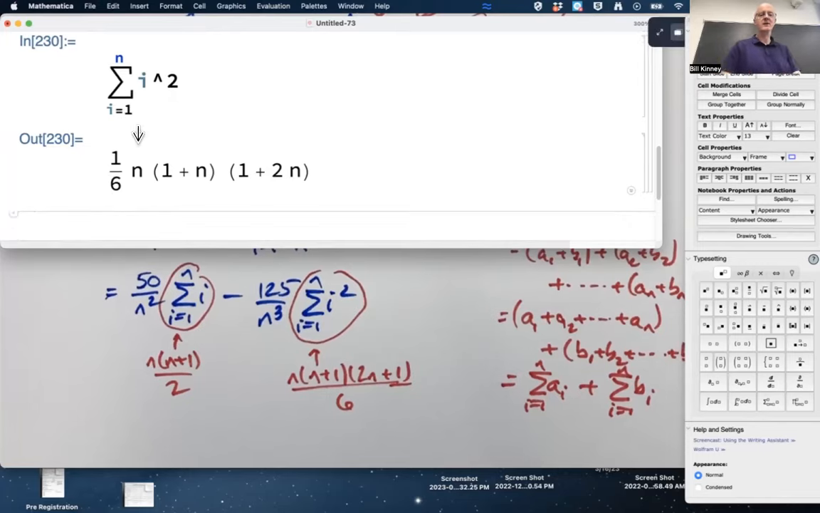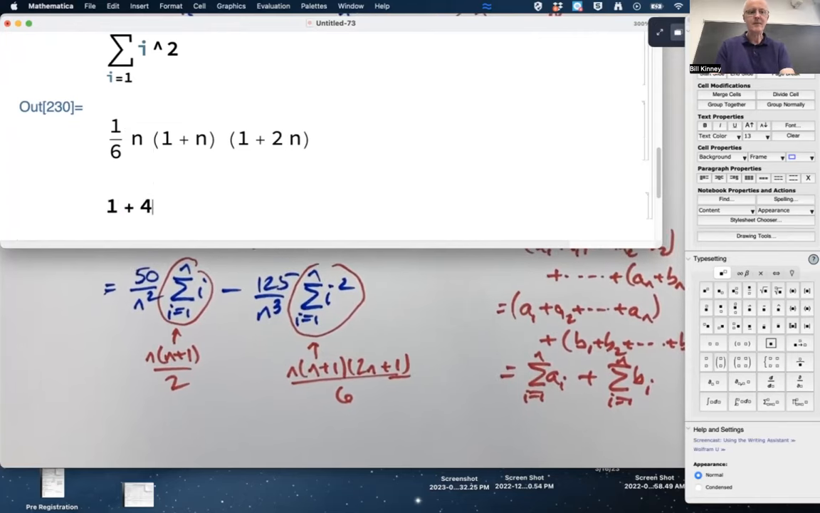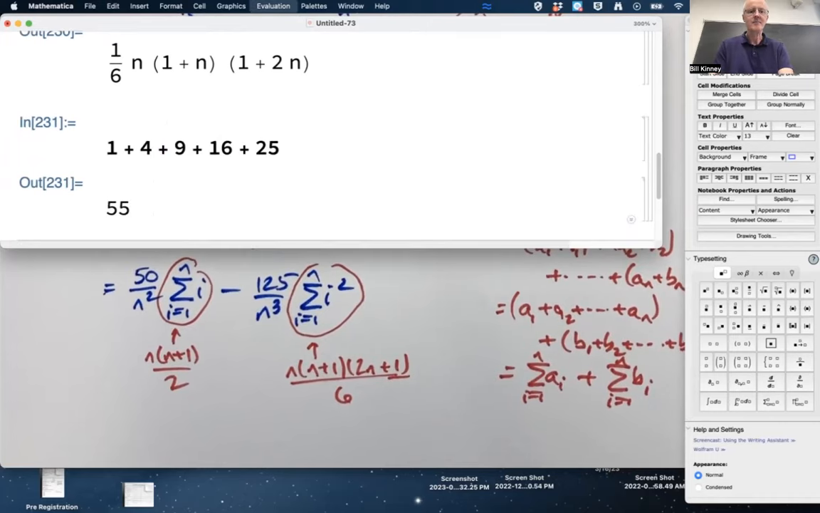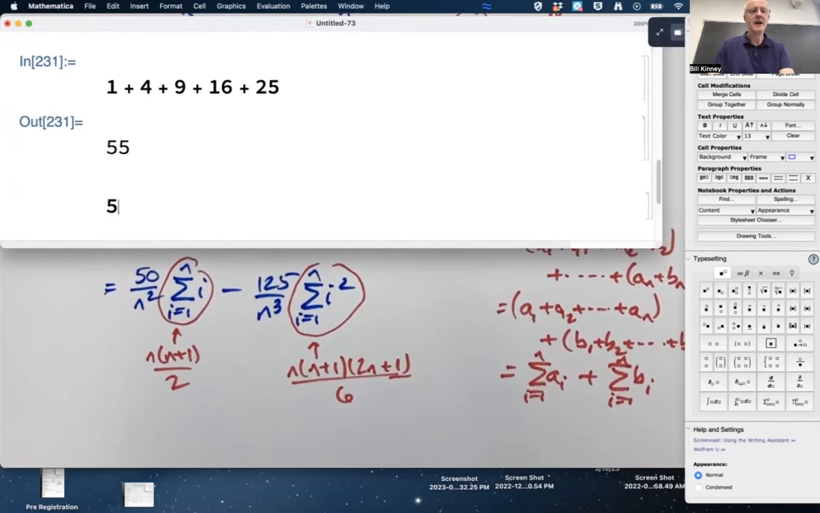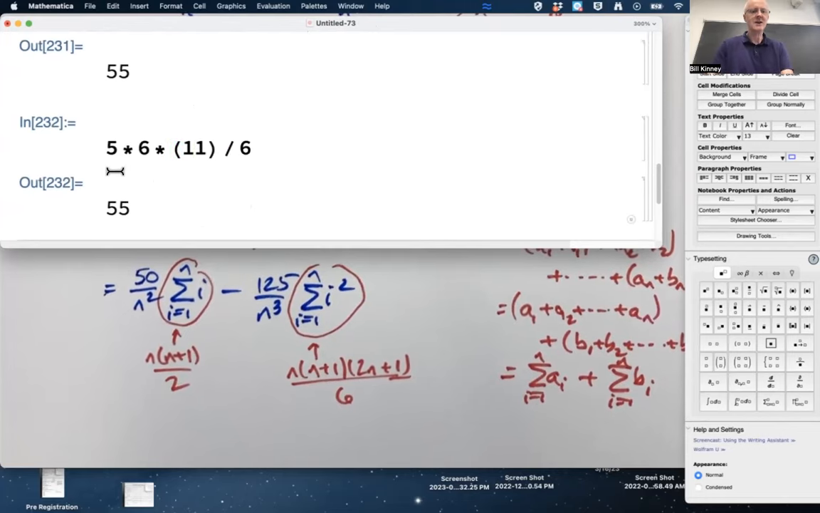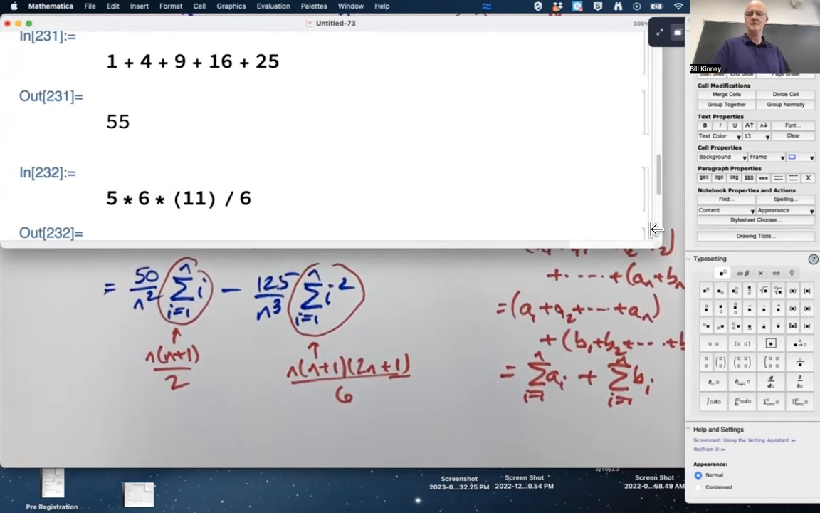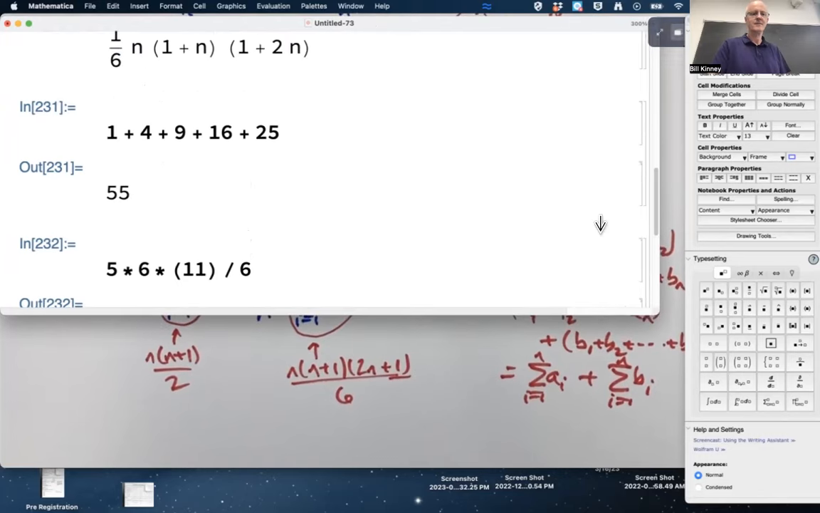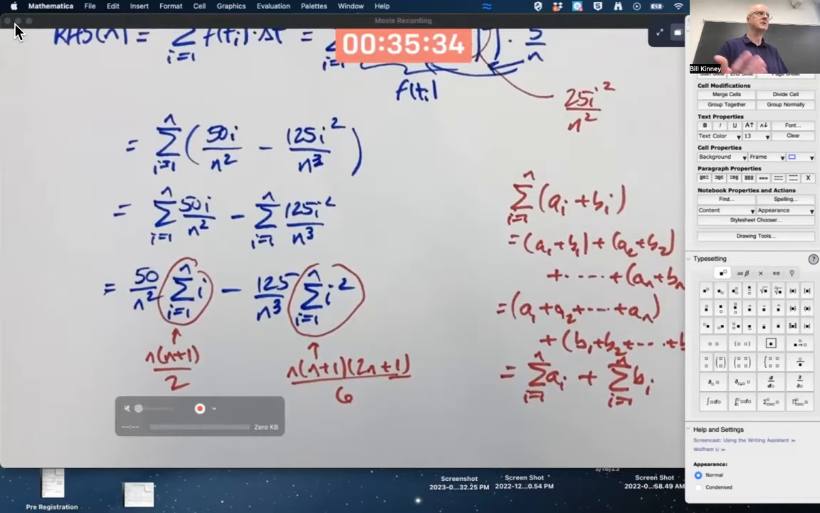And again, this one does work. If you try adding up the first 5 perfect squares, and try using the formula, how about that? We got 55 again. If you try using the formula, you get the same answer. n is 5 here. 5 times 6 times 2n plus 1 would be 11, over 6, is also 55. I just use that formula right there. So it is working. So we're going to just trust that those formulas are right.